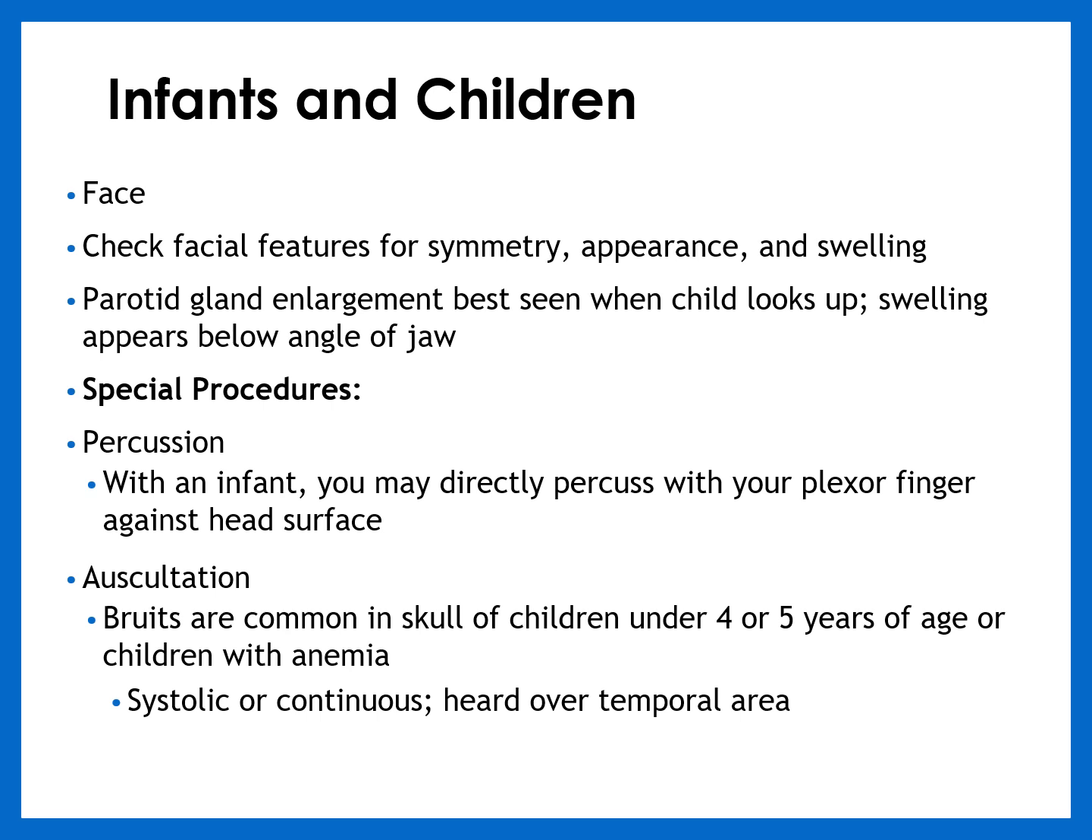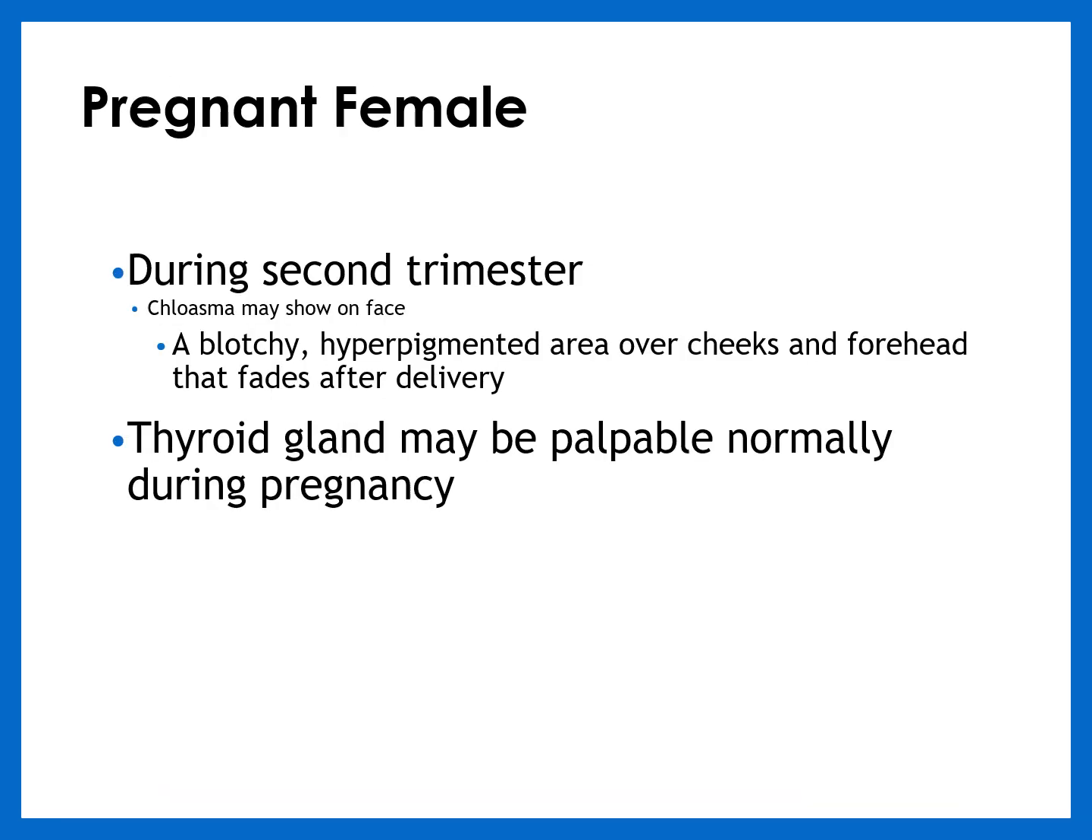You could use percussion directly with your fingertips in infants, but auscultation may reveal bruits in children under 5 or in anemic children. These are typically systolic or continuous and heard over the temporal area. In the second trimester of a pregnant woman, she may develop chloasma, which is a blotchy, hyperpigmented area over the cheeks and forehead. It usually fades after delivery. The thyroid gland may also be palpable, and that is considered a normal finding during pregnancy.